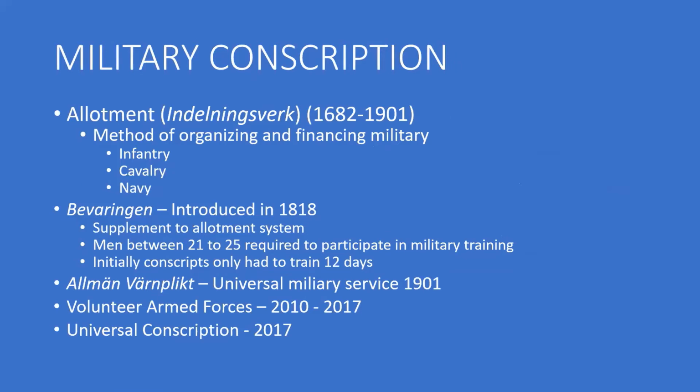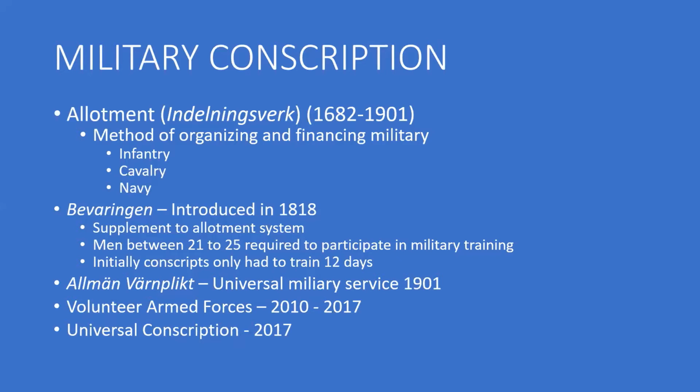So in 1682, there was a reorganization, a method for reorganizing and also financing the military. And this was called allotment or indelningsverk. And this was for the infantry, the cavalry, and the Navy. And then in 1818, there was something called the Bevaringen, which was sort of a supplement to the allotment system that was introduced. And here, men between 21 and 25 were required to participate in military training.